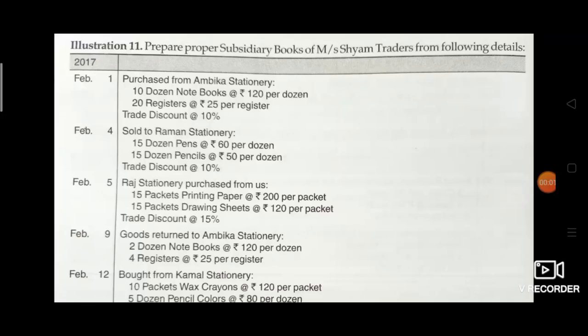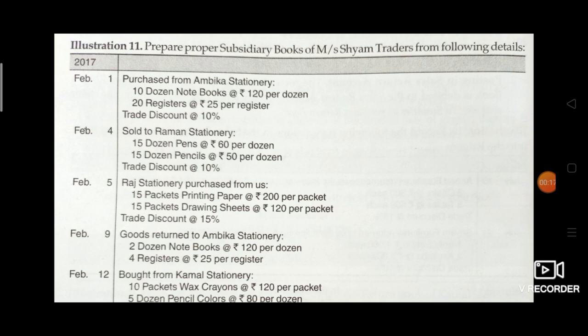Hello students, good morning. Today we will prepare all the subsidiary books one by one of Messrs. Sham Traders. See this problem. Prepare proper subsidiary books of Messrs. Sham Traders from the following details.